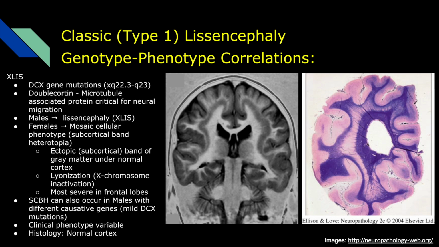In males that have one X chromosome, you get lissencephaly, very similar to LIS1 mutations. In females, because half the cells are able to make up for that defect using the other normal X chromosome, you get half the cells with a normal DCX, and thus you get kind of a normal histology in the cortex, and then this subcortical band is shown here on the imaging. That's gray matter juxtaposed between the ventricle and the gray matter.